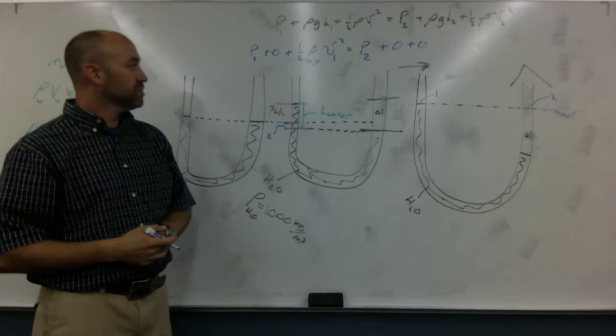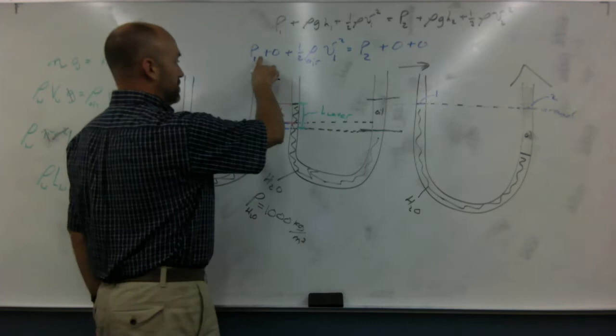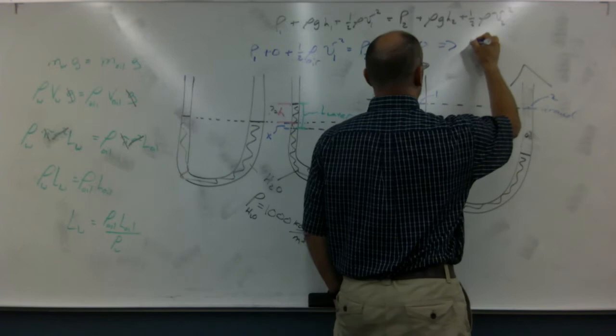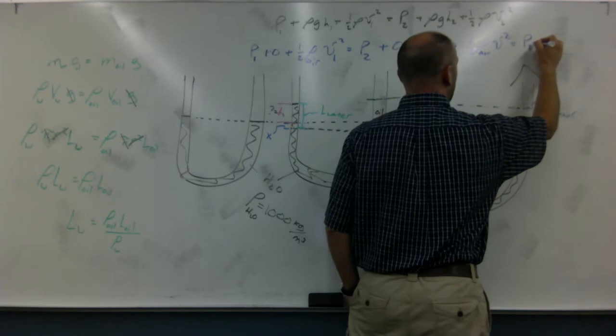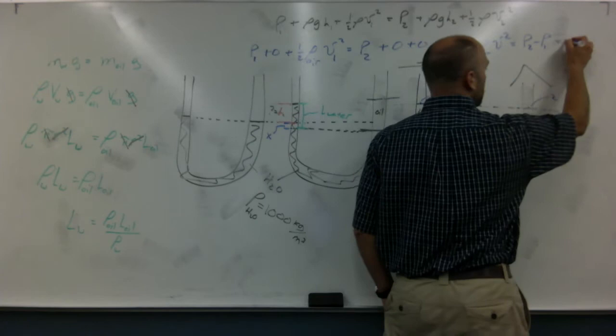And so what I'm going to do here is subtract that P1 over there. So this is going to give me 1/2 density of air times speed squared equals P2 minus P1, or just simply the difference in pressure.